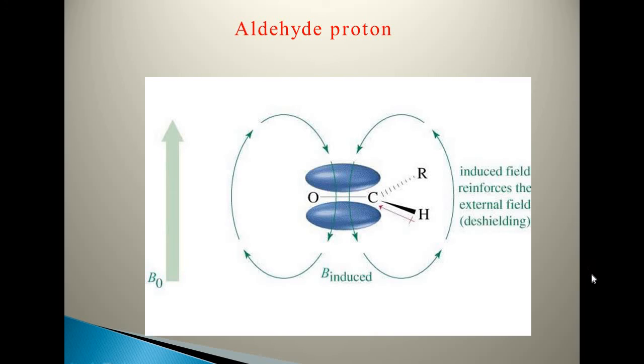This is the aldehyde proton, which is already seen in carbonyl compounds. In a carbonyl compound, that is COR, if you replace this R with H, it is an aldehyde. If we replace this with R, then it is a ketone. So if we add an external magnetic field in this direction and the induced magnetic field is also in this direction, both are in the same direction, then we can say that this proton experiences a de-shielding effect.